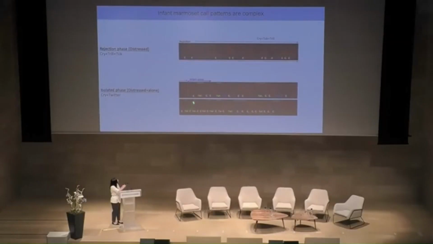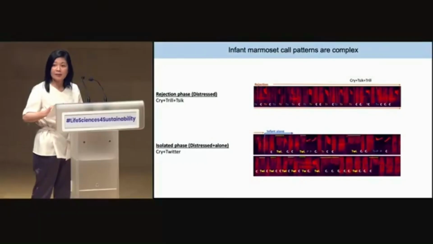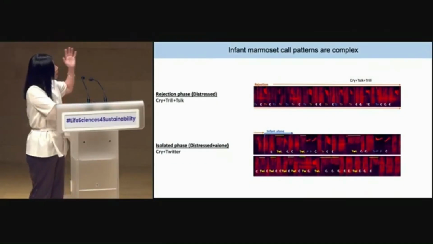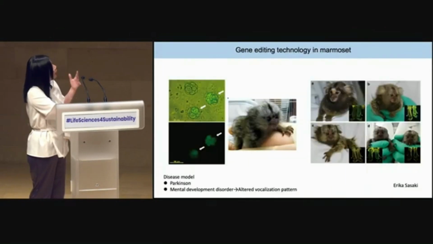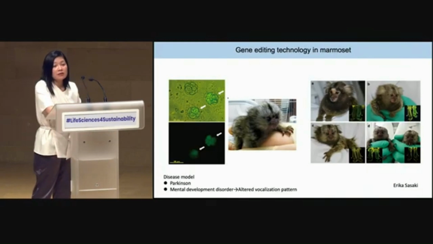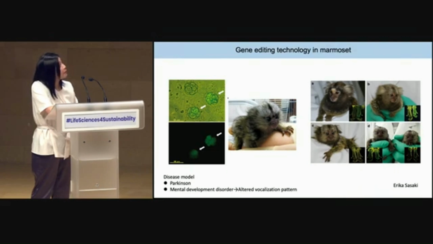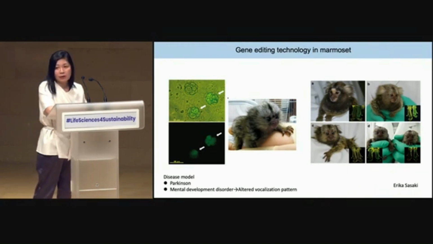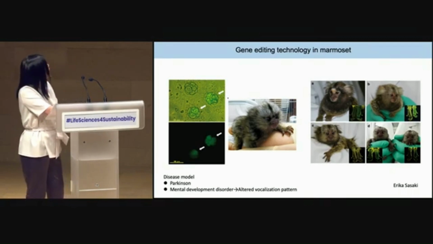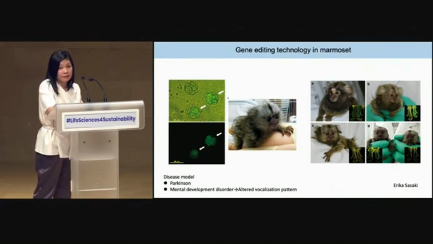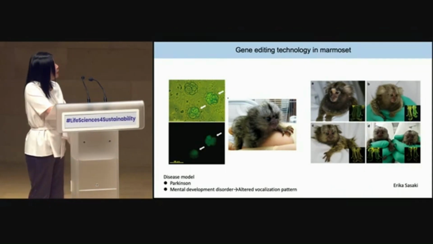So I hope you can see that they do make different combinations of calls, which again means something. So here, this is a really interesting phenomenon that we can work on. And also, marmosets are not only vocalizing animals, they are also very beneficial for us because we can generate transgenic or knockout marmosets using CRISPR-Cas9 technology. And we are making lots of Parkinson's disease and developmental disorder model animals.